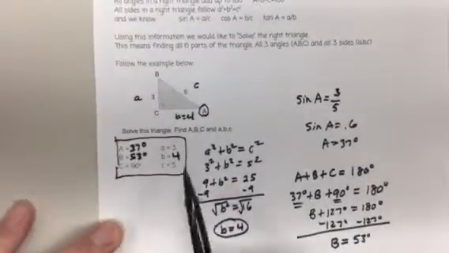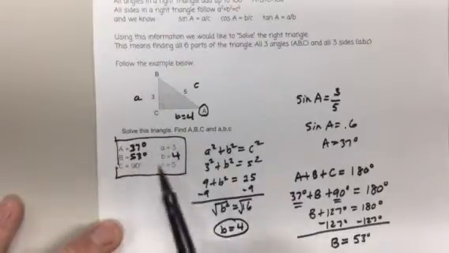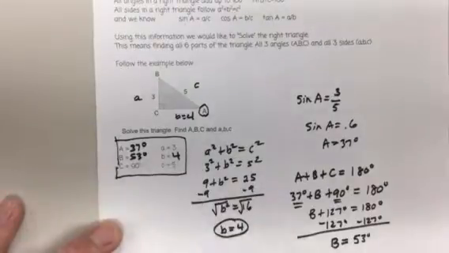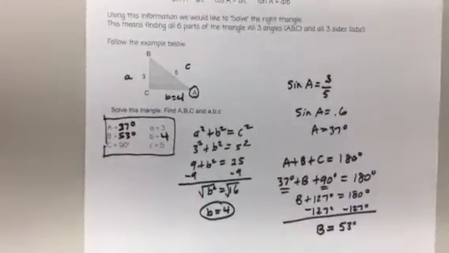Now, everyone should get half the points for this every time because I've given you 3 of the parts. To get all 6 points, you need to find the 3 missing parts. Let's try another example.